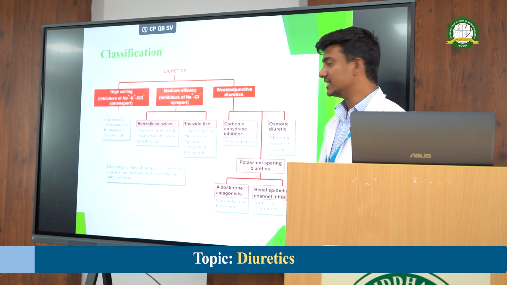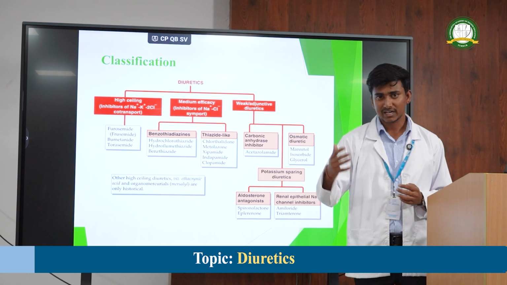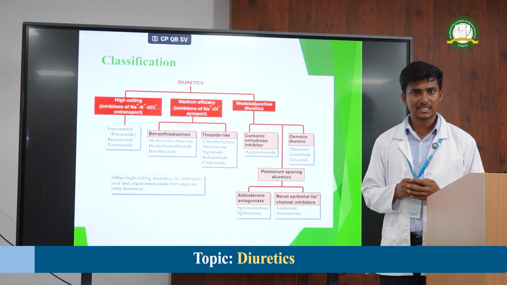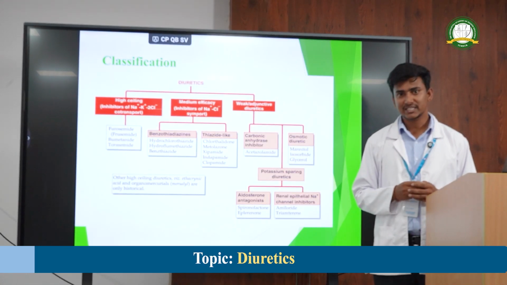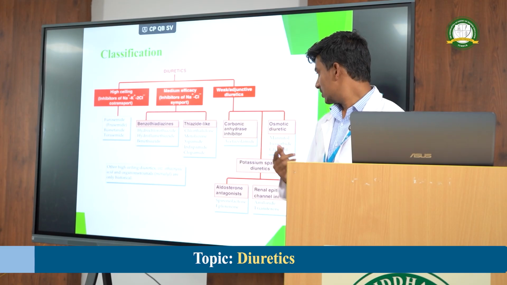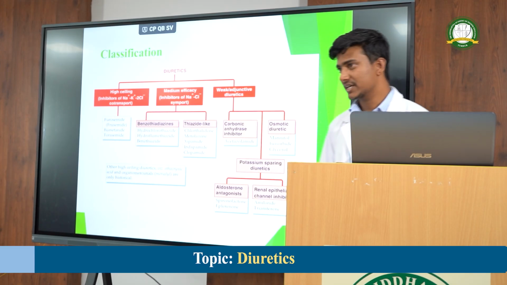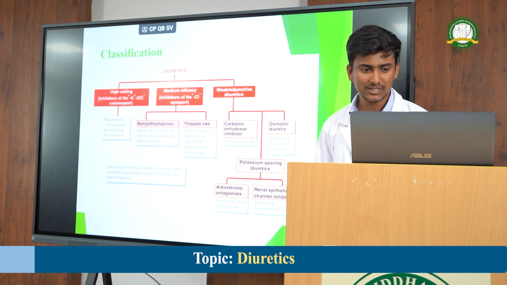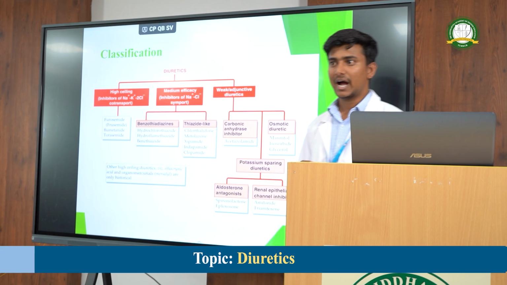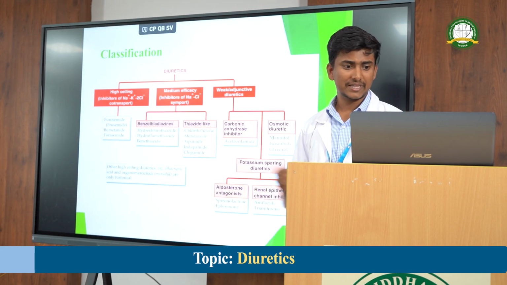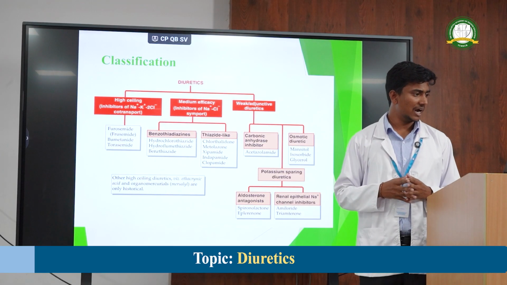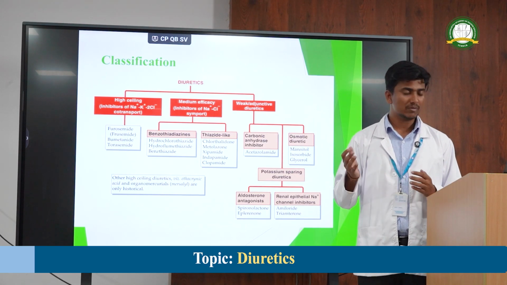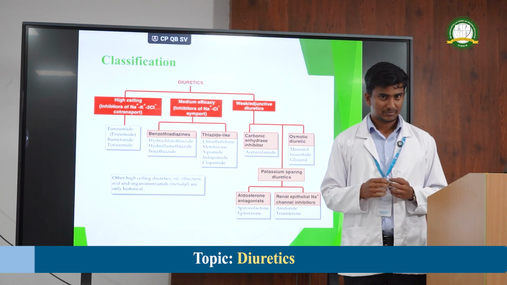The third classification is weak diuretics. Here it is sub-classified into three classifications. First is carbonic anhydrase inhibitors. Example is acetazolamide. Next is osmotic diuretics. Examples are mannitol, isosorbide and glycerol. And the last is potassium sparing diuretics. Again, it is divided into two sub-classifications: aldosterone antagonists and renal epithelial sodium channel inhibitors. Example for aldosterone antagonist is spironolactone, and for renal epithelial sodium channel blockers is amiloride.